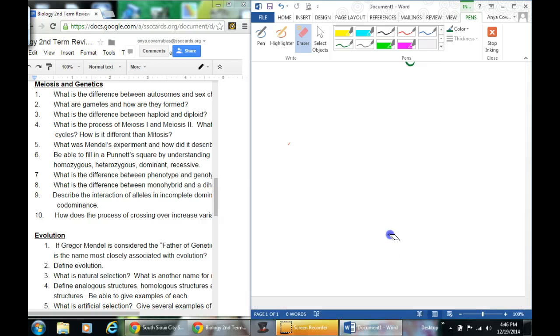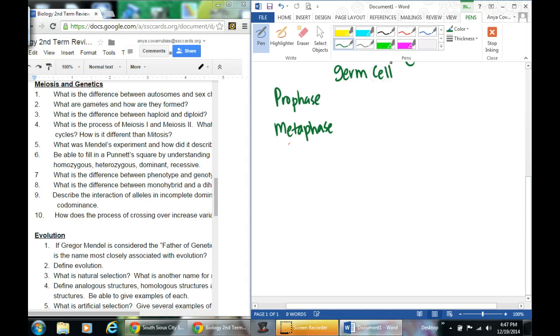And it's going to basically be the process of meiosis. We're going to do prophase, and then we're going to do metaphase. And what we're starting with here is called a germ cell. Germ cells are what both females and males have, and these are in the ovaries and in the testes. These germ cells go through the process of meiosis to produce gametes.